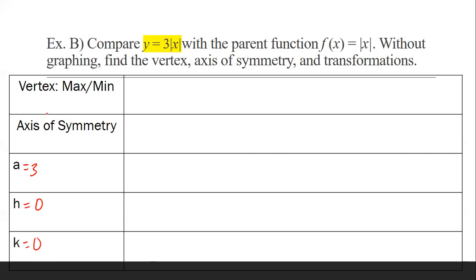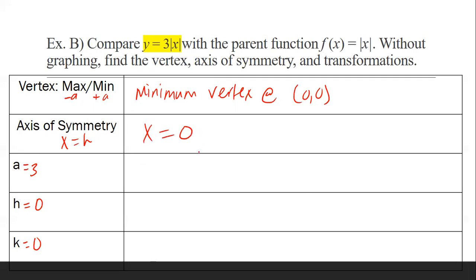All right. So we have to determine, do we have a maximum or a minimum vertex? Remember, if it's a negative A, you have a max. If it's a positive A, you have a min. We have a minimum because our A is what? Positive. And your vertex is at your H and your K. So what is our vertex? At 0, 0. Your axis of symmetry is X equals your H. So whatever your H is, 0. So X equals 0 is our axis of symmetry.